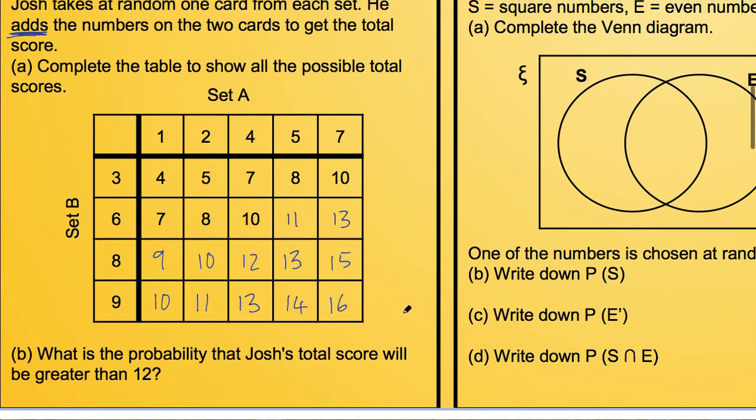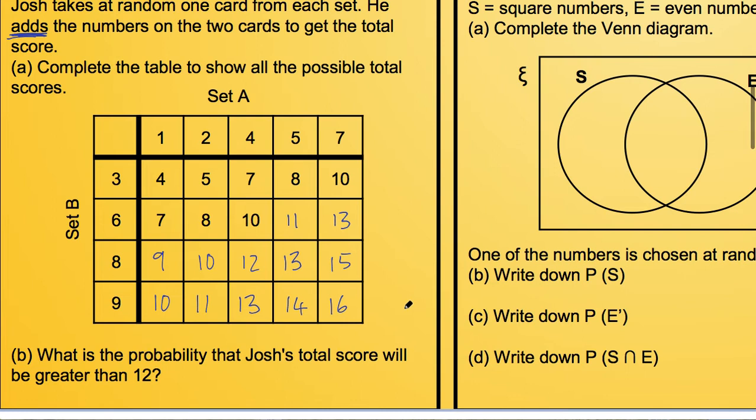What is the probability that Josh's total score will be greater than 12? So we need to look at all of the ones that are greater than 12. We've got 1, 2, 3, 4, 5, 6 out of a total of 4 squares by 5 squares. That's 6 out of 20. So that's 3/10 or 0.3, but any of those answers are fine. 6 out of 20 or 3/10.